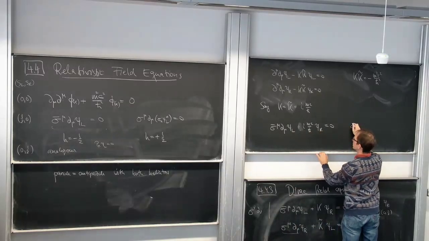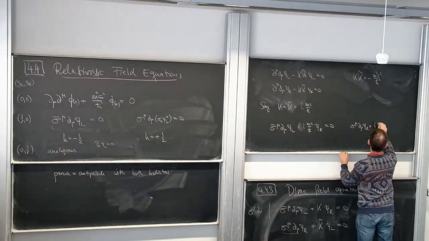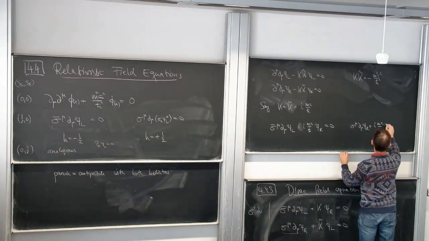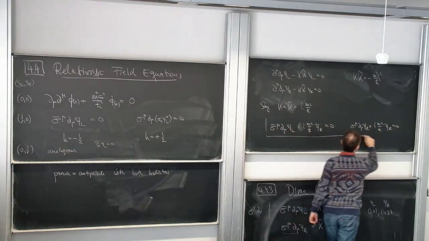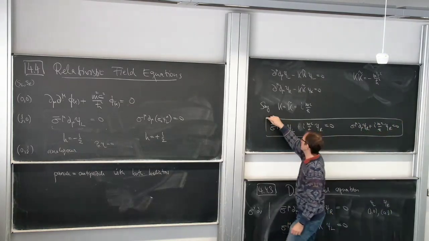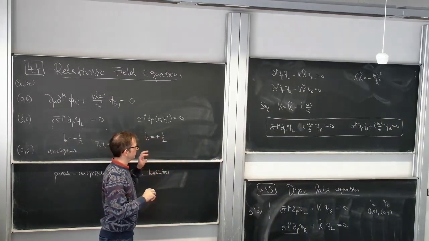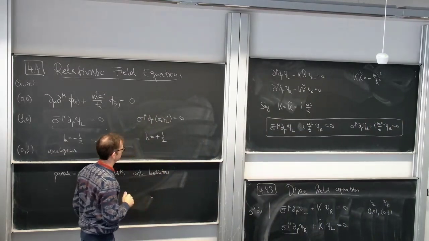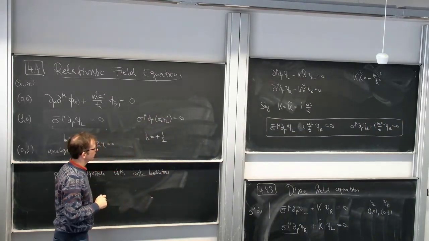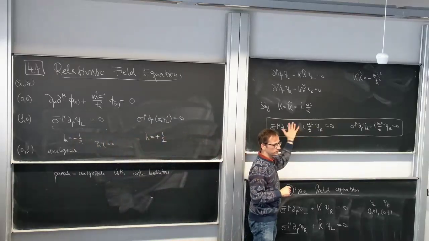And sigma mu d mu psi r plus I MC over h bar psi r equals 0. So this is now what we had. It's a particle, massive, and charged. It has both helicities. But it looks too complicated. Now we have two equations.